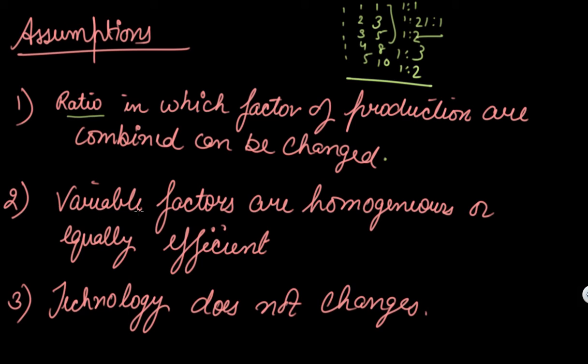The second is that variable factors are homogeneous or equally efficient. We took the example of a shirt. It means your cotton yarn is equally efficient to manufacture shirts, but what is not efficient is your fixed factor, that is your land. So your variable factors are equally efficient and the technology does not change. So these are the assumptions to your law of variable proportion.